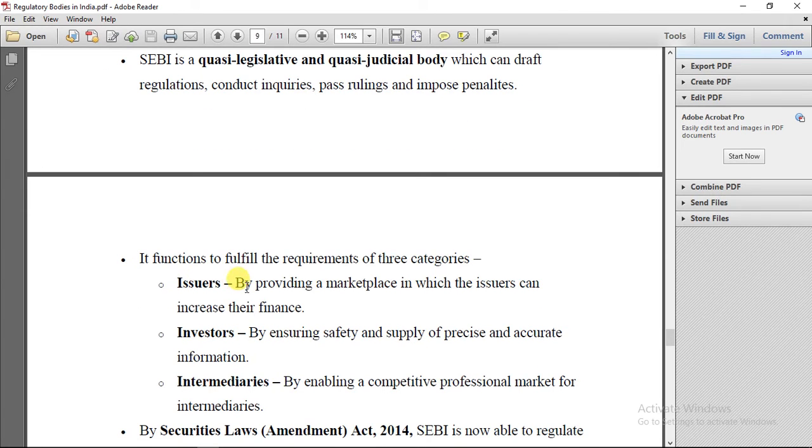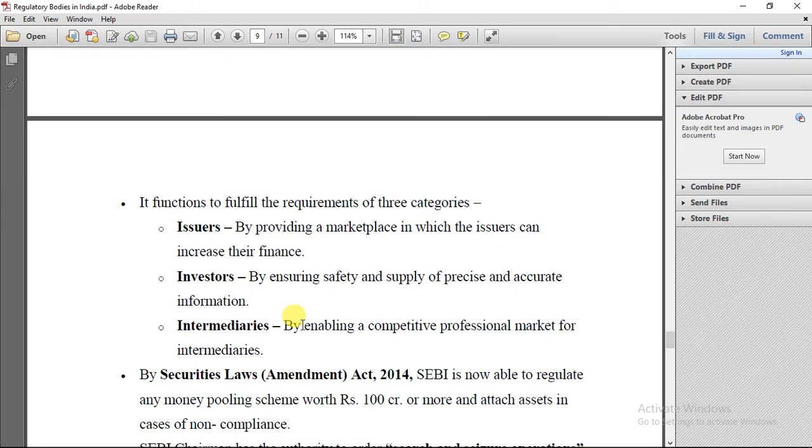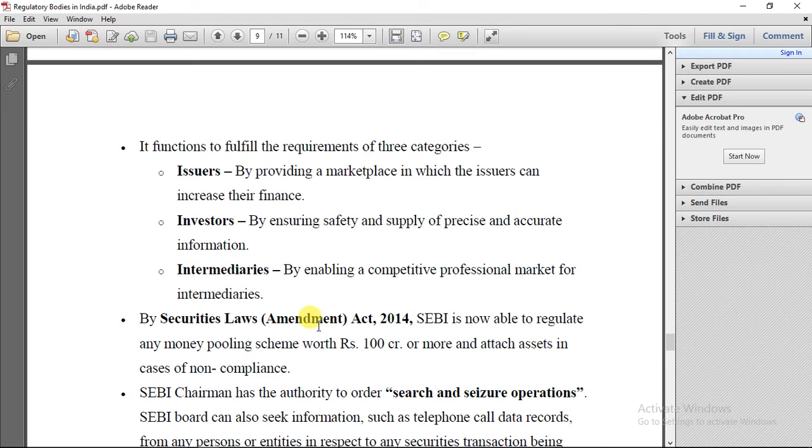Number one, issuer, by providing a marketplace in which the issuer can increase their finance. Number two is investor, by ensuring safety and supply of precise and accurate information. Number three, intermediaries, by enabling a competitive professional market for intermediaries. So they are the beneficiaries of the SEBI. Okay, issuers, investors and intermediaries.